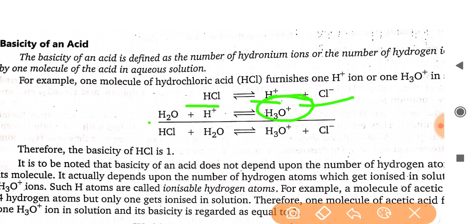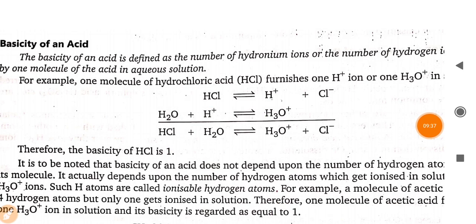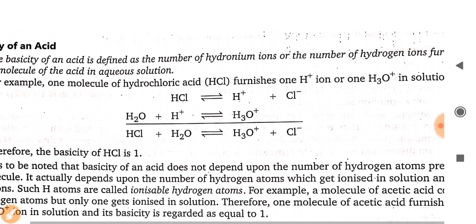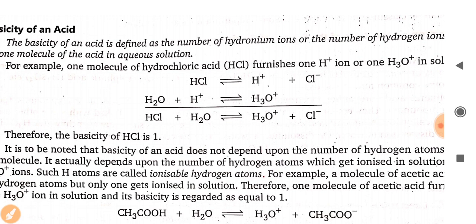You can see here that the full equation will be written as HCl plus H2O, and it forms H3O plus and Cl minus. Okay, so this is the sign for the reversible reaction. You already know that this reaction will be working simultaneously. So therefore the basicity of HCl is 1 because it produces one hydronium ion. The number of hydronium ions is 1, so that's why the basicity of HCl is also 1.